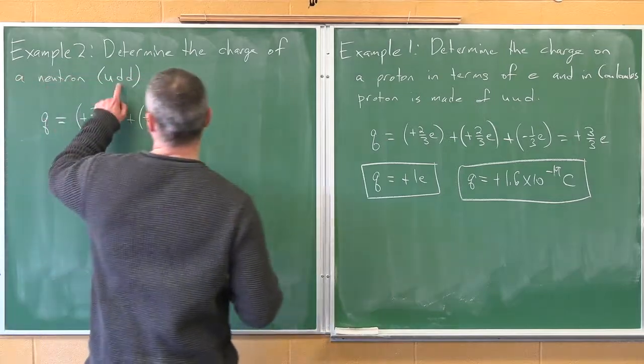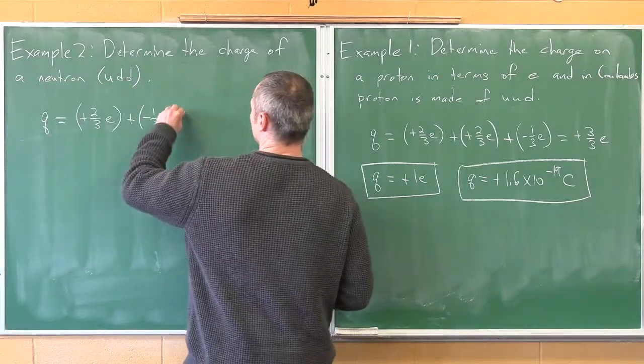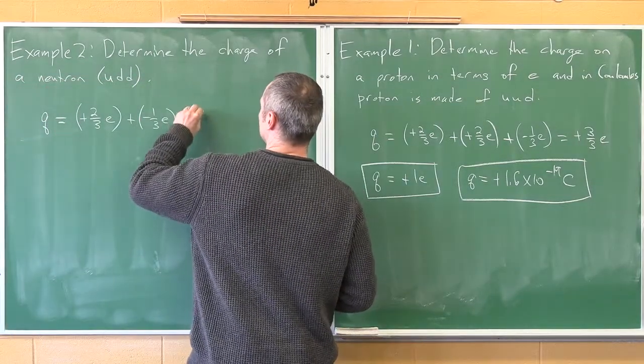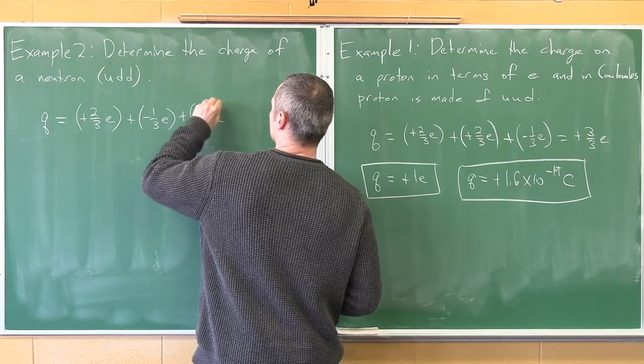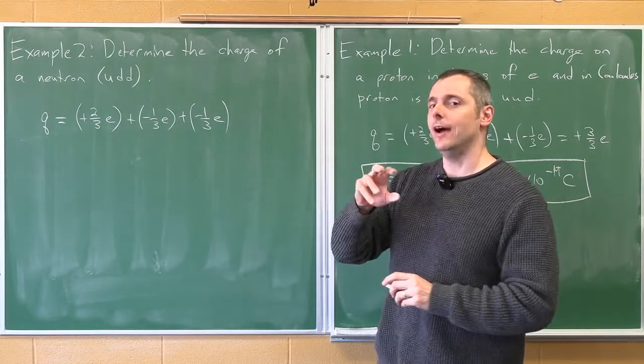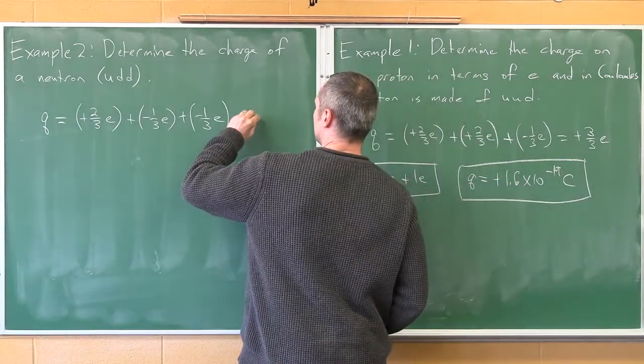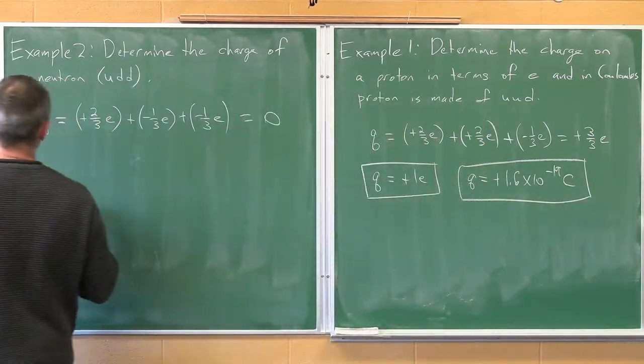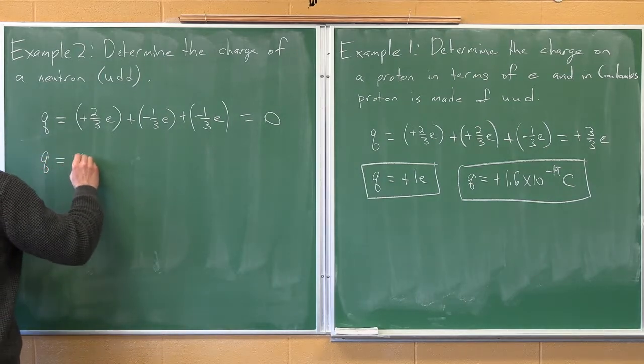And I've got two of those, right? That's that one. The second one, the second down one, negative 1/3. And when I take 2/3, add negative 1/3 and negative 1/3, I get 0. So I can say the neutron, its charge is 0.